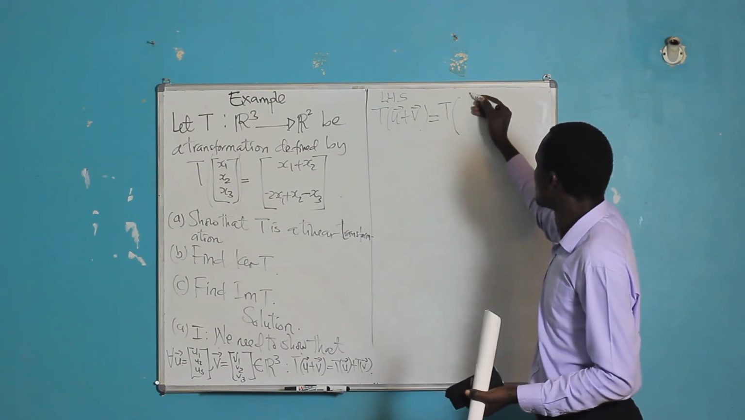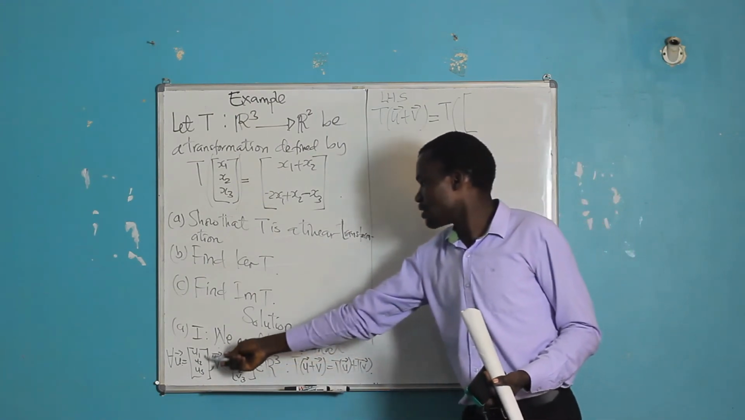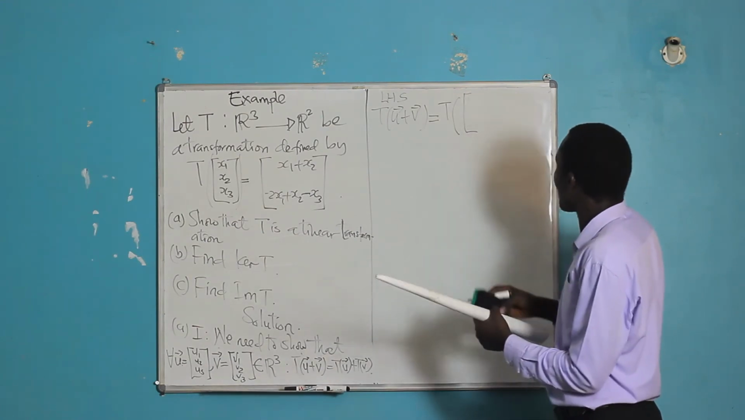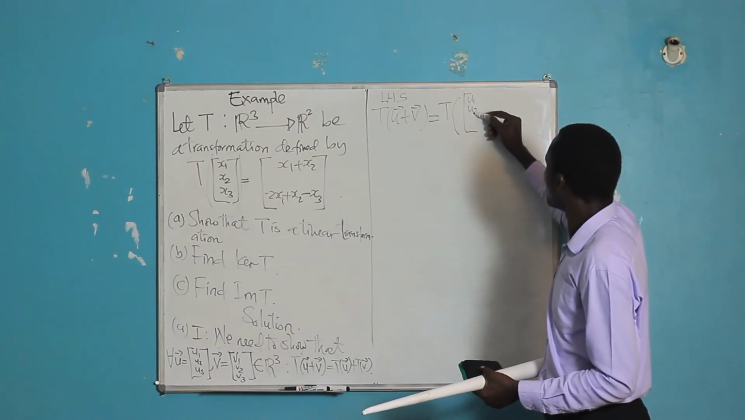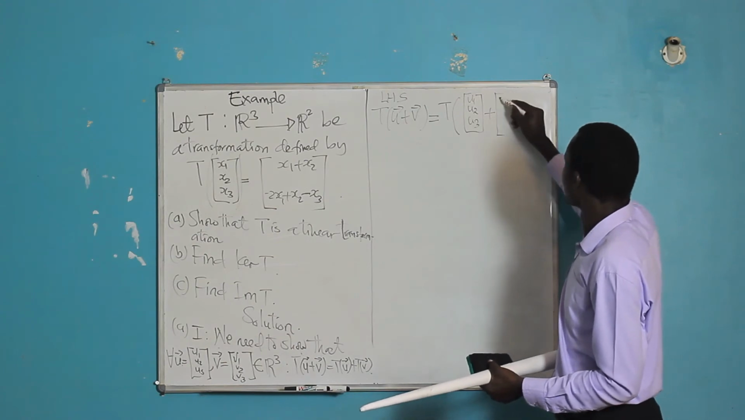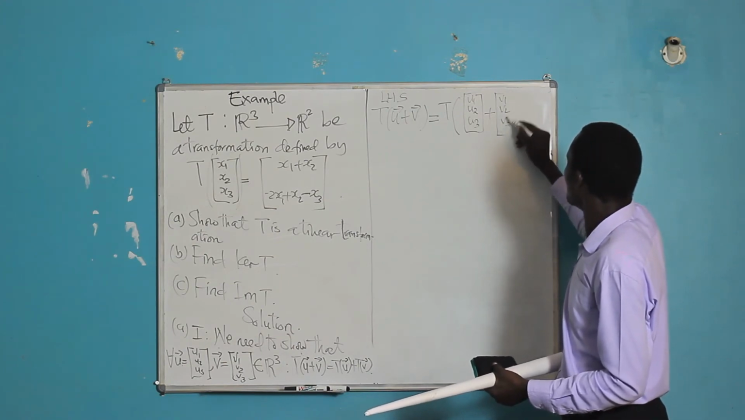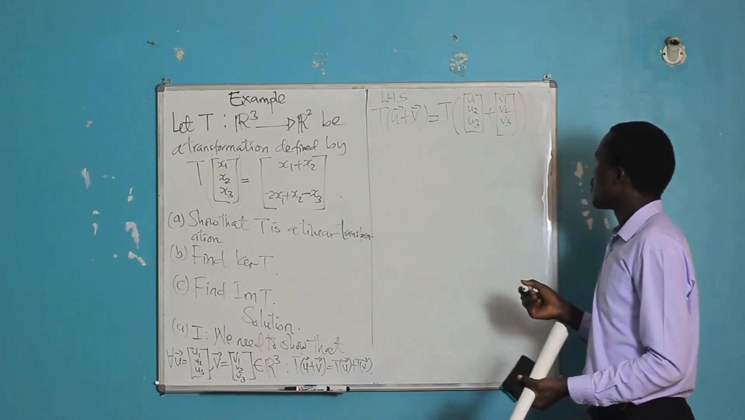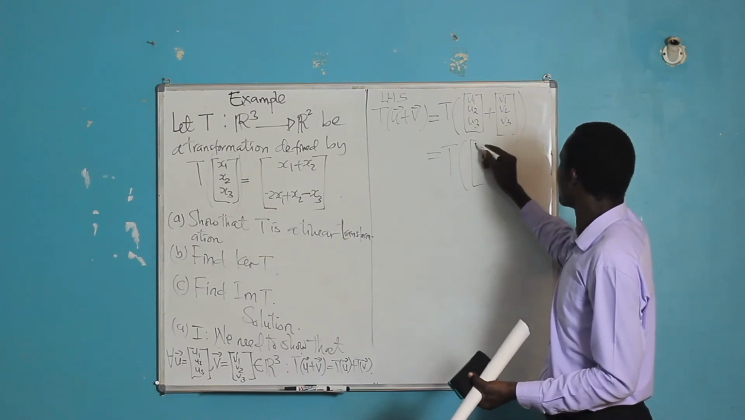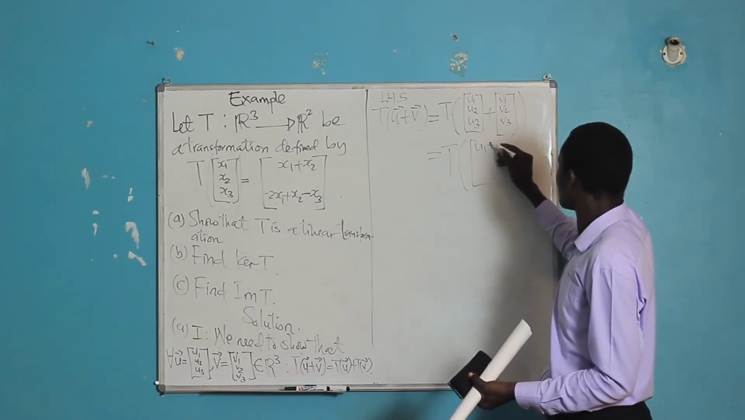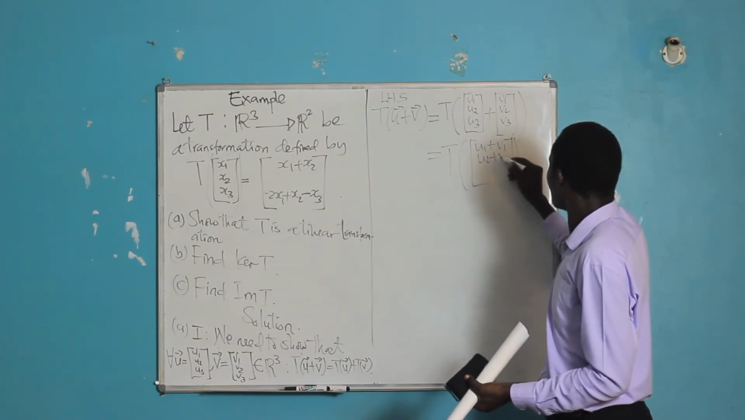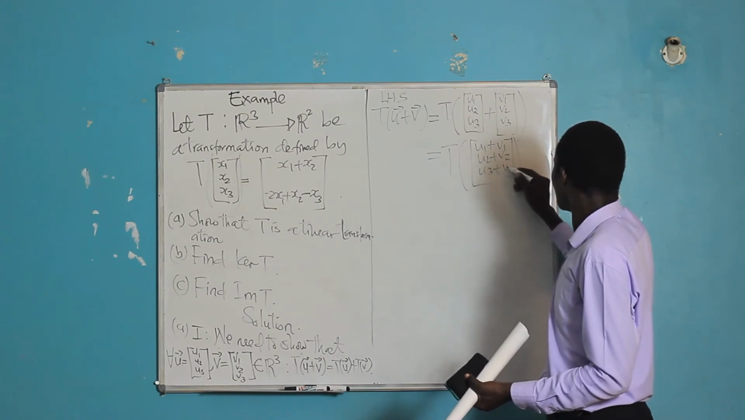Here we get T of vector u, which has three entries, u1, u2, and u3, plus vector v, which has three entries, v1, v2, v3. We sum these two vectors, and we get a vector whose entries are u1 plus v1, u2 plus v2, u3 plus v3.